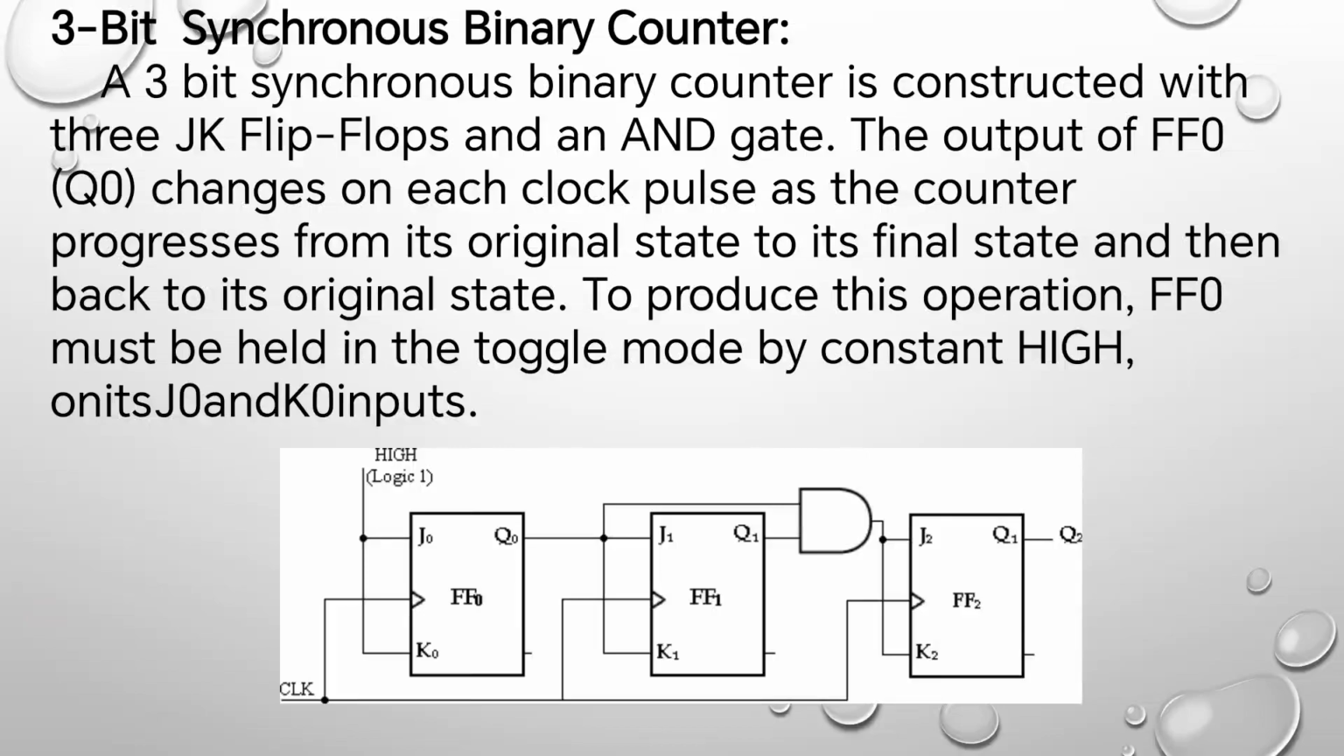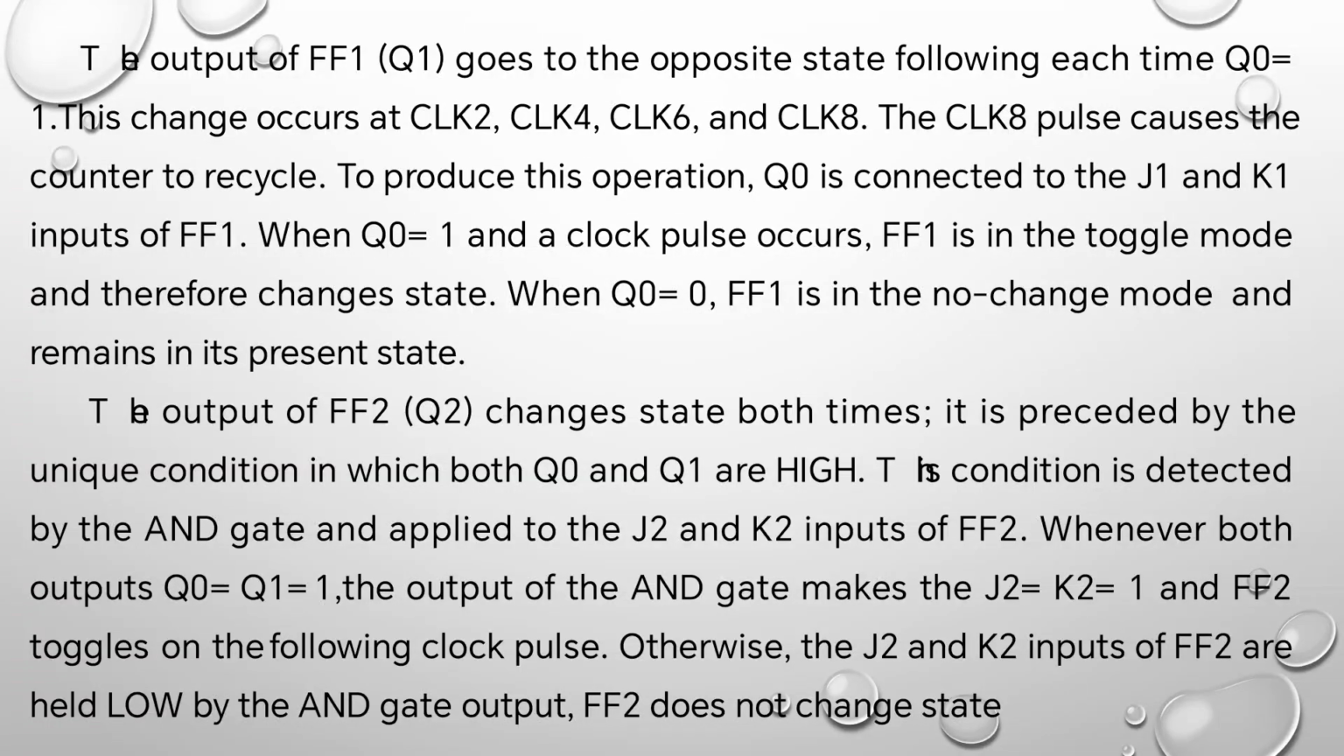3-bit synchronous binary counter. A 3-bit synchronous binary counter is constructed with 3 JK flip-flops and an AND gate. The output of flip-flop 0 changes on each pulse as the counter progresses from its original state to its final state and then back to its original state. To produce this operation, flip-flop 0 must be held in the toggle mode by a constant high on its J0 and K0 inputs.